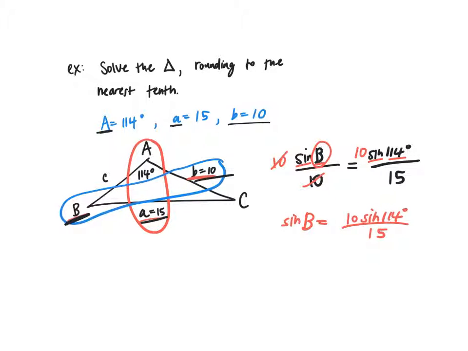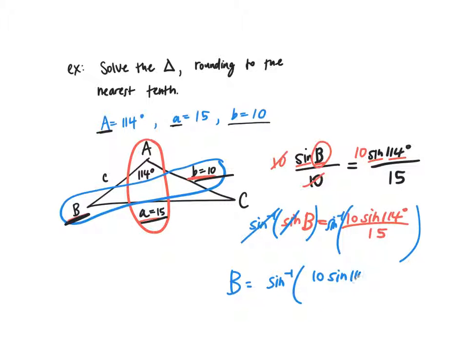And to isolate angle B, I need to undo the sine operation. To undo the sine function, I take the inverse sine. So I take the inverse sine of both sides. That undoes or cancels out the sines. Therefore, angle B is equal to inverse sine of 10 sine of 114 degrees over 15.